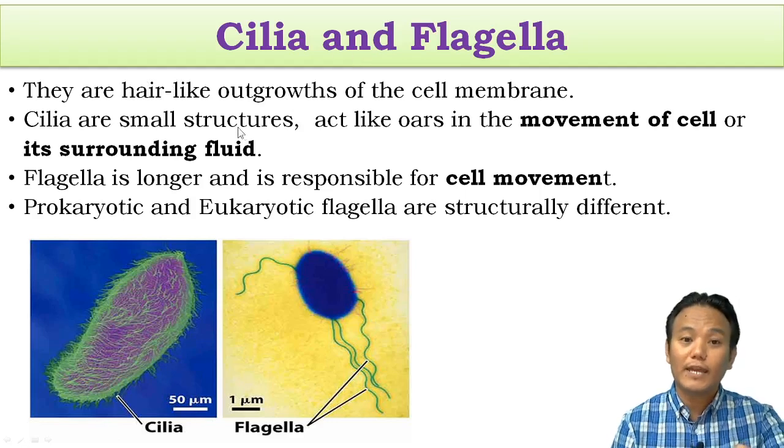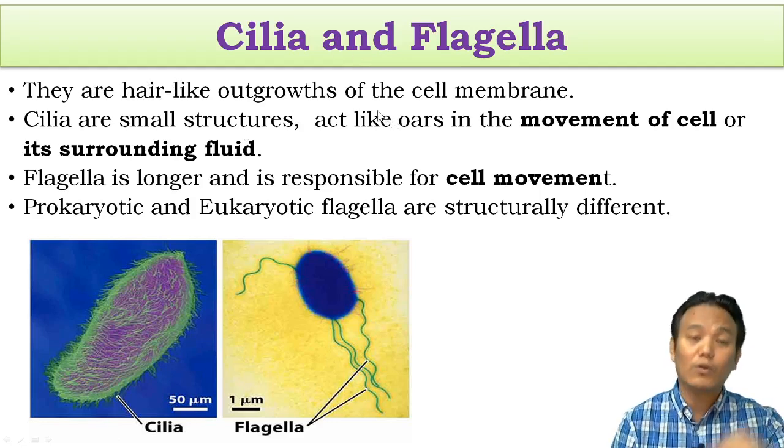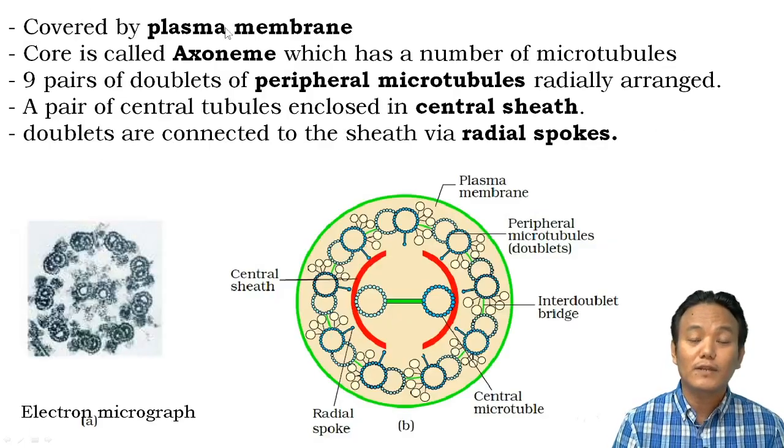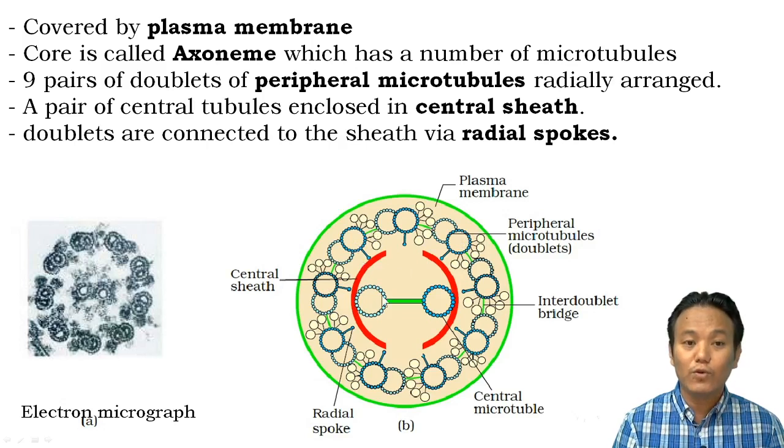Flagella, they are hair-like outgrowths of the cell membrane. The flagella and cilia themselves are covered with cell membrane, and this covering is called the axoneme. It has got a number of microtubules.